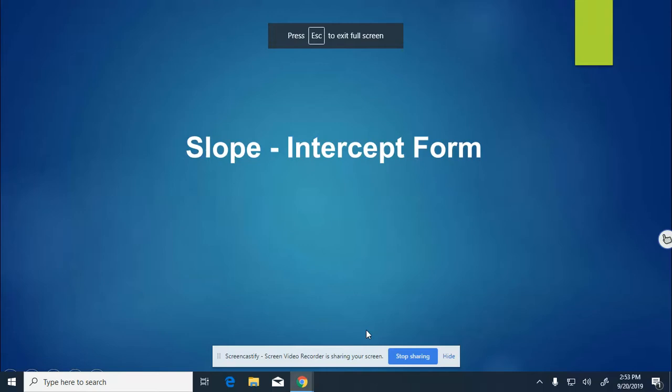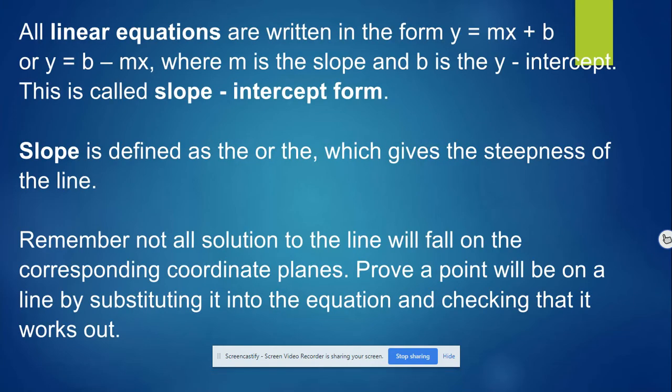Hey gang, today we're going to continue our work with graphing using slope-intercept form, what you developed all of last week. All linear equations are written in the form y equals mx plus b, or y equals b minus mx, where m is the slope and b is the y-intercept. This is called slope-intercept form.